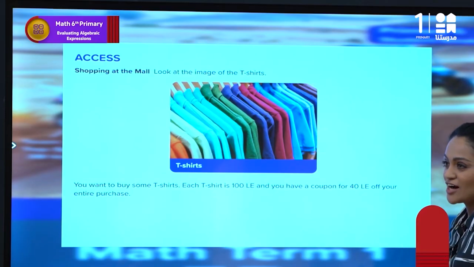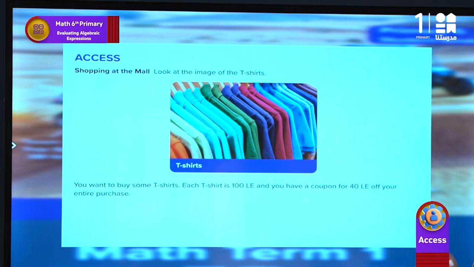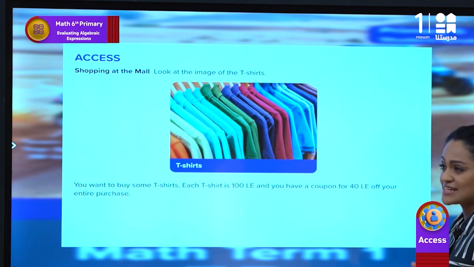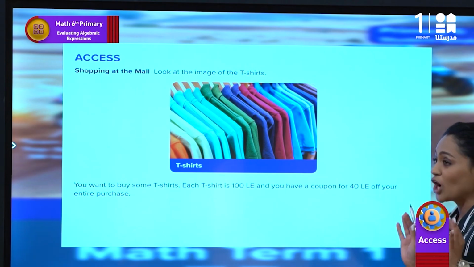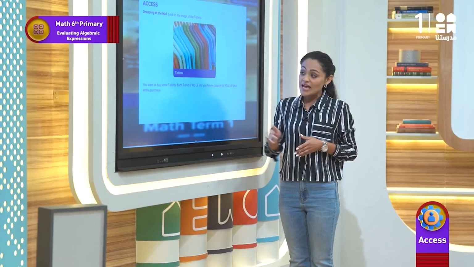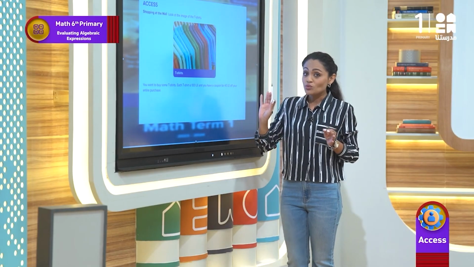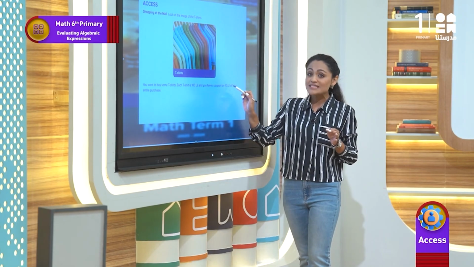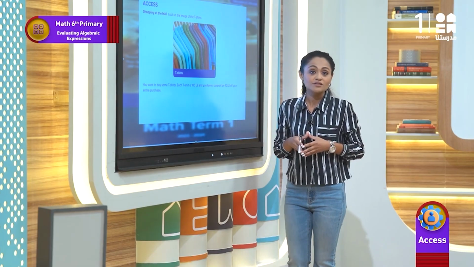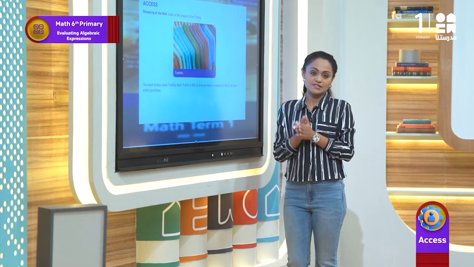Look at the image of the t-shirts. Imagine you want to buy some t-shirts. Each t-shirt costs 100 LE. And you have a coupon for 40 LE off for the entire purchase.